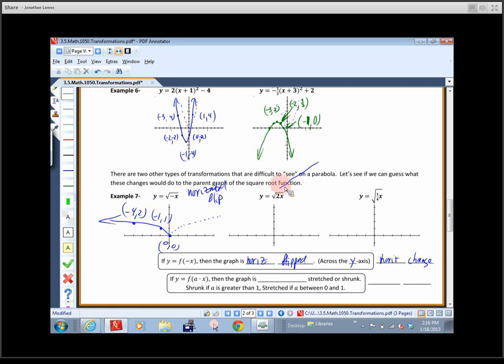Okay, now, that 2, we're multiplying by 2. Multiplying by 2. But we're multiplying before we take the square root to make the shape. So we're taking x. First thing we do is we multiply it by 2. Then we take the square root to make the shape. So we're doing this before the square root, right?